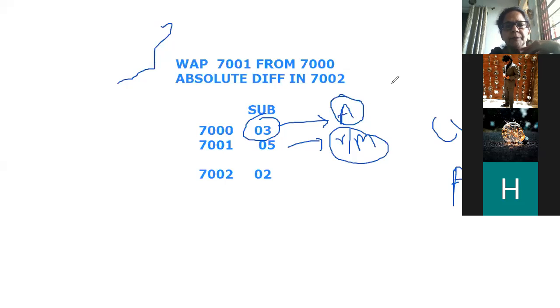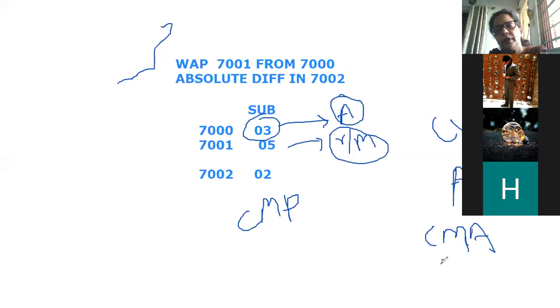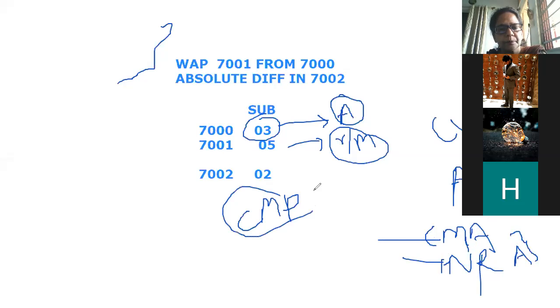Will you try at home? Try it. This is the logic. For compare, the instruction is CMP, correct? For 2's complement, how do you find the 2's complement? Complement the accumulator and add 1 to it, or increment it by 1. Increment accumulator. This is how you can find the 2's complement. This is your logical instruction. This is your arithmetic instruction. This is your logical instruction.